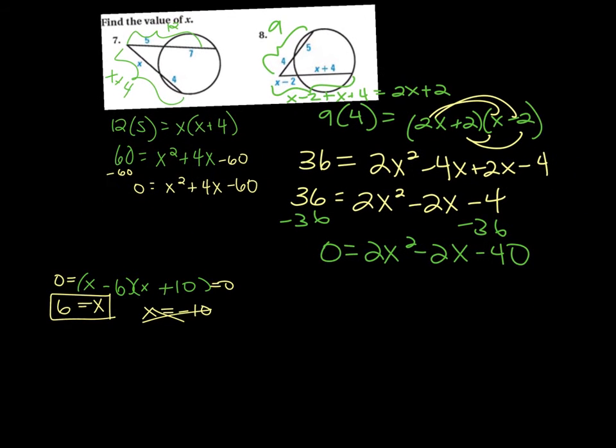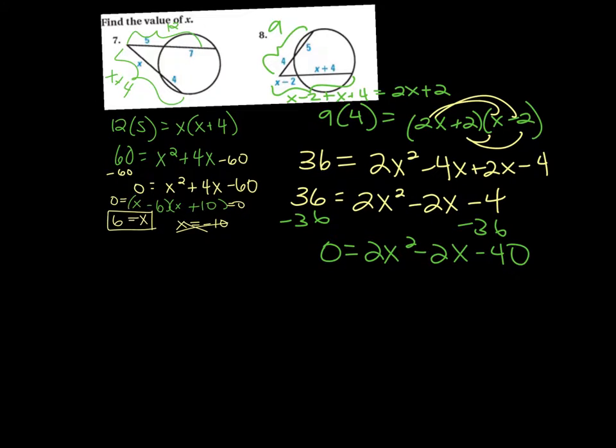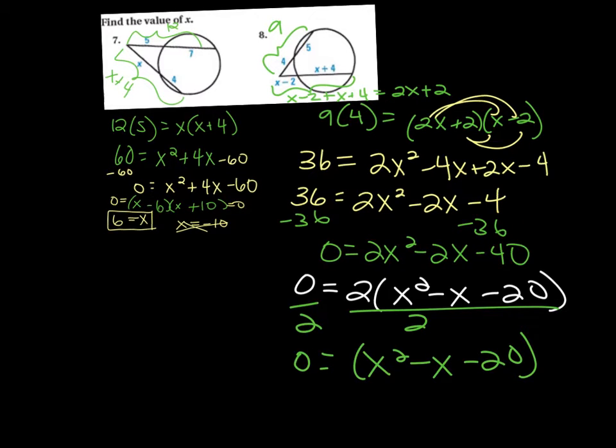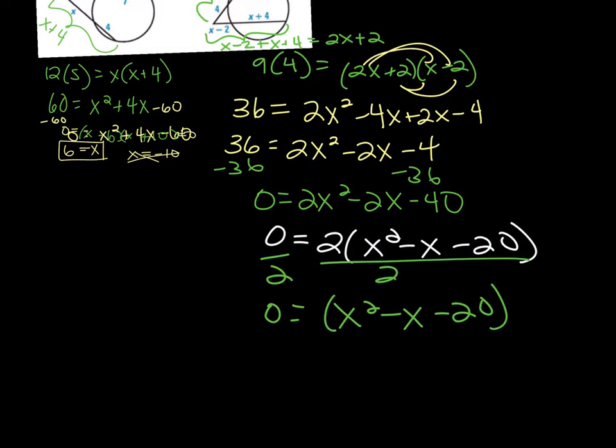So one of the first things you want to look at when you are factoring to make it easier on yourself is, can I take something out? So is there something that all 3 of those terms are divisible by? 2. So if I take it out, I get 0 equals 2 times x squared minus x minus 20. And then if I were to continue to solve this, I would have divided both sides of the equation by 2. 0 divided by anything is what? 0. So that 2 goes away, and now I can factor that right side.